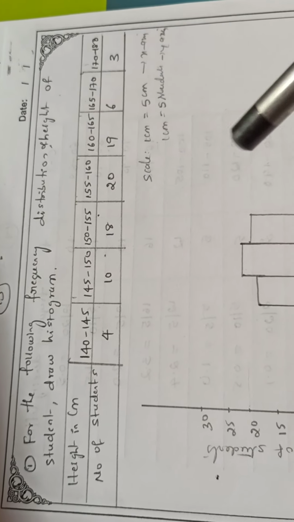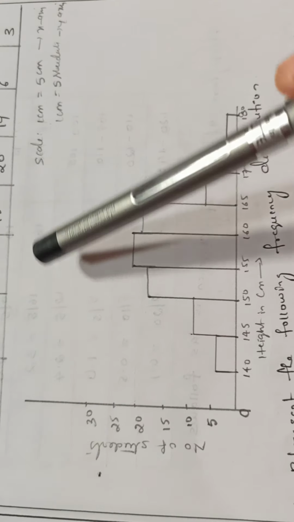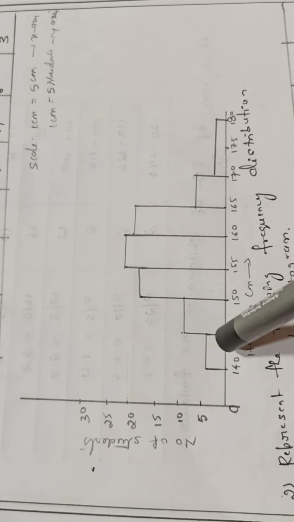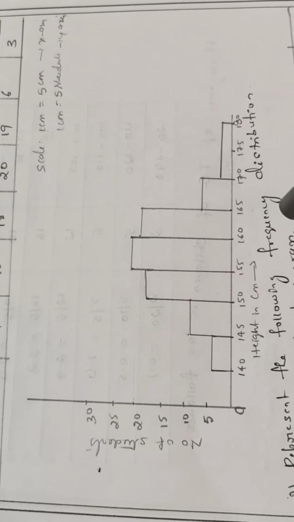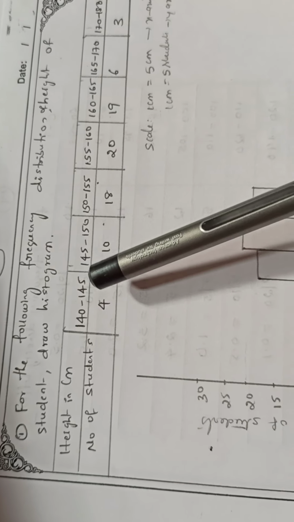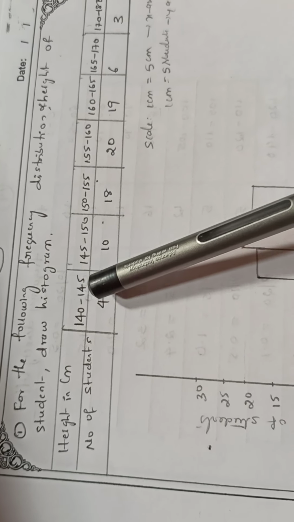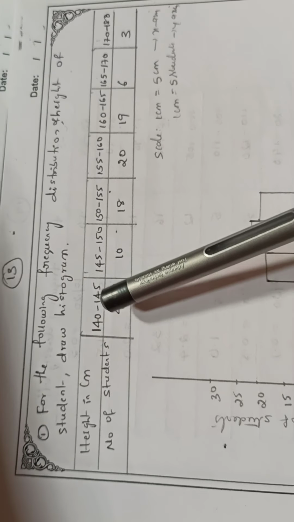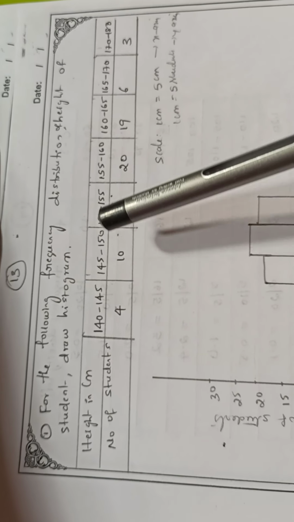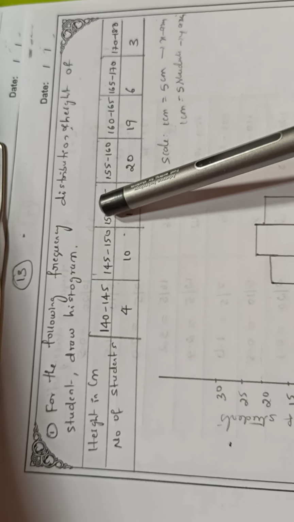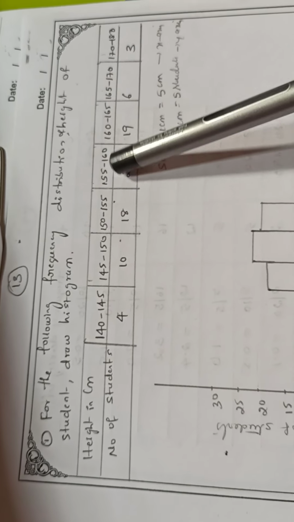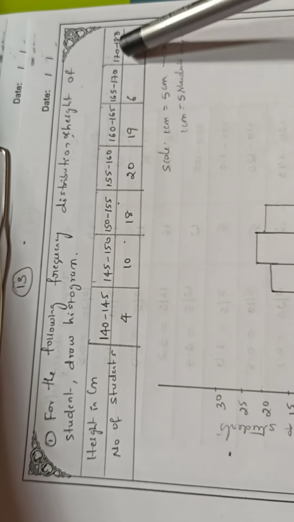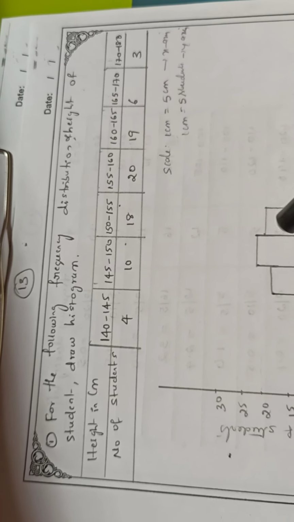So here this graph is nothing but the histogram, where we have rectangular bars. You can see over here these class intervals are of equal width, that is 140 to 145, the width is 5. Here also the width is 5. 150 to 155, the width is 5, that is, the distance from 150 to 155 is 5. Again here the difference is 5, the same thing. It means they are of equal width.